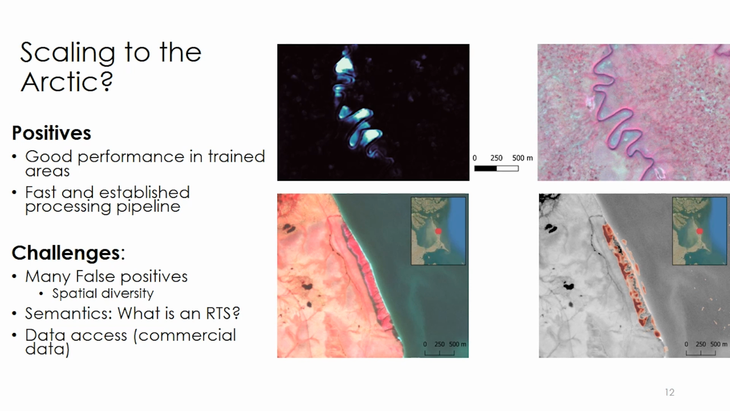The second big issue is semantics. What is a thaw slump? There is a big ongoing community effort to clarify that, to provide good training data and also validation data. And data access for Planet data is limited because it's commercial data.